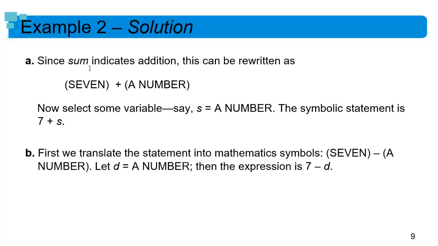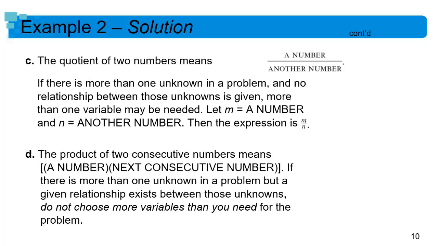The sum indicates addition, so 7 plus a number. And then anytime you see a number, you can just substitute any variable you want. Here we did S, but it could be X or A or B or whatever. Here's the next one, 7 minus D. The quotient of 2 numbers just means one over another. And they said 2 numbers, so we're going to assume they're different. Whatever letters we choose, it's just going to be M over N, X over Y, A over B, whatever.